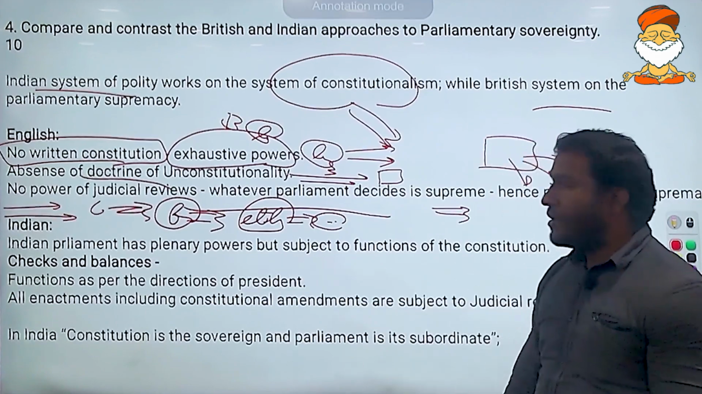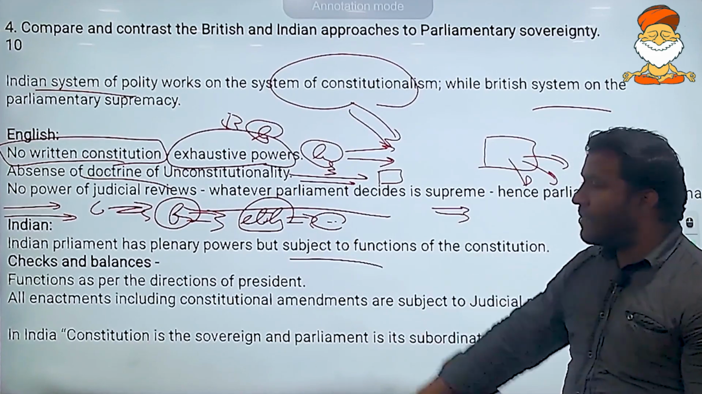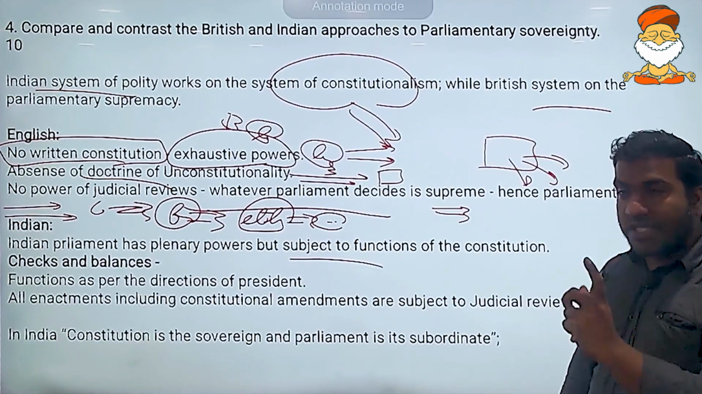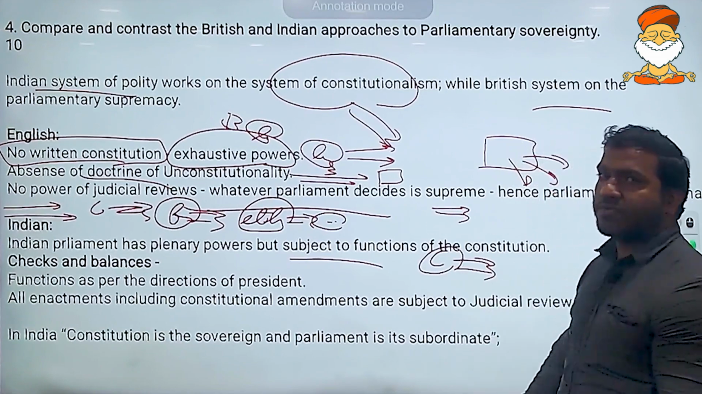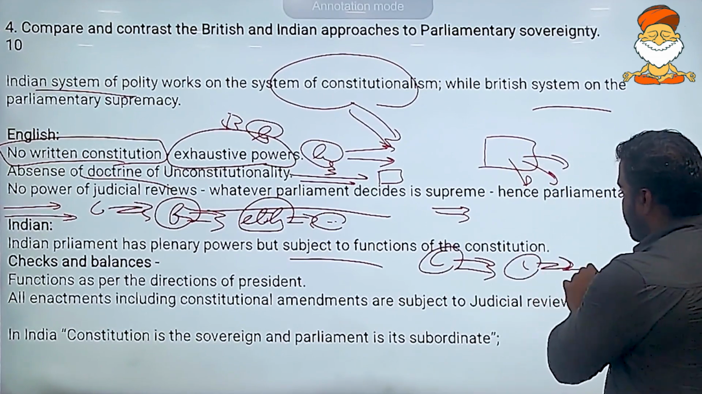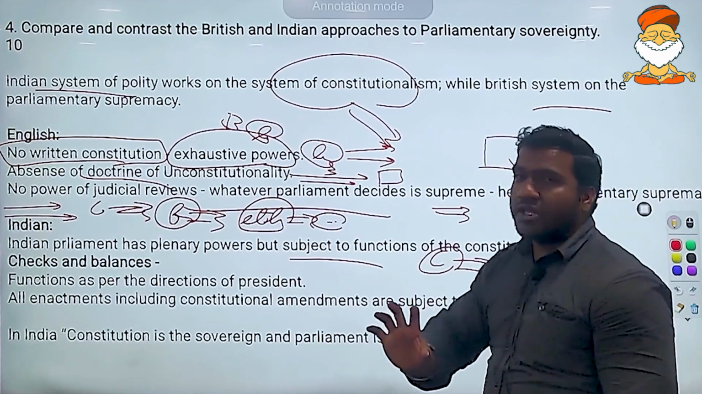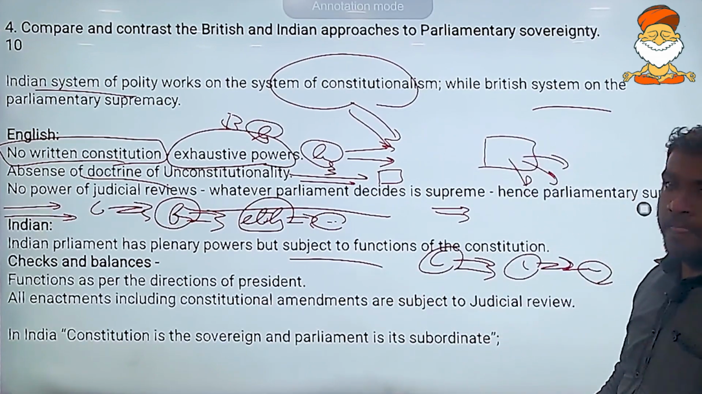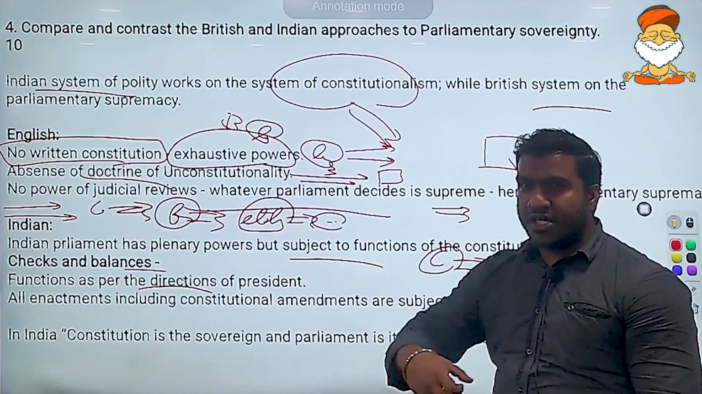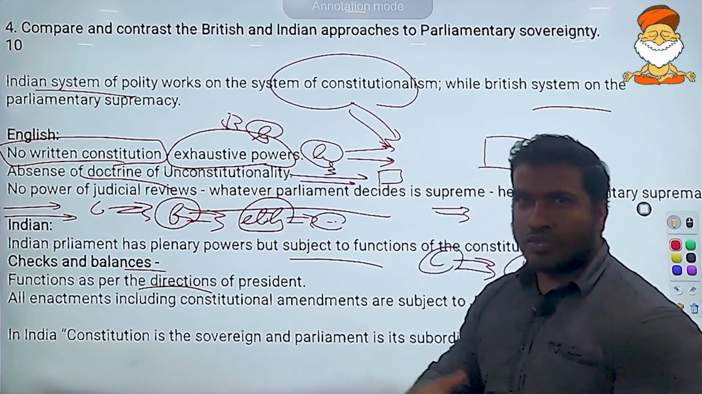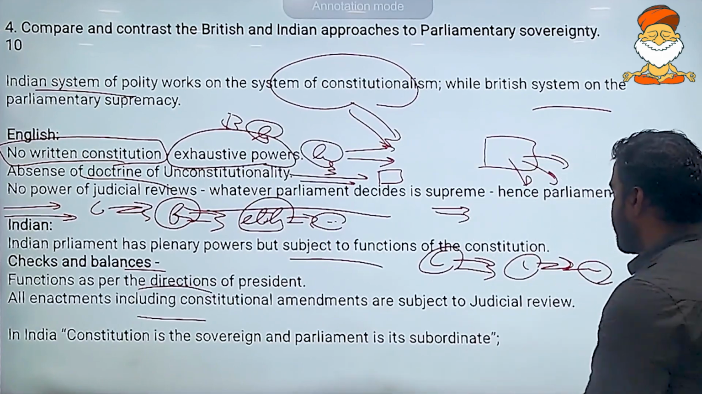In the Indian constitution, we have constitutional supremacy, and the constitution clearly says that the Indian parliament has plenary powers, but only subject to the constitution. That is only with respect to the center's subjects, or the concurrent list, or the residuary powers, not the state list. And if it has to enact a law on the state list, again the terms and conditions are followed. Then we have checks and balances: it functions as per the directions of the president. When the president summons a house, only then it should come. When he prorogues, there is no meeting thereafter. And all enactments, including constitutional amendments, are subject to judicial review.